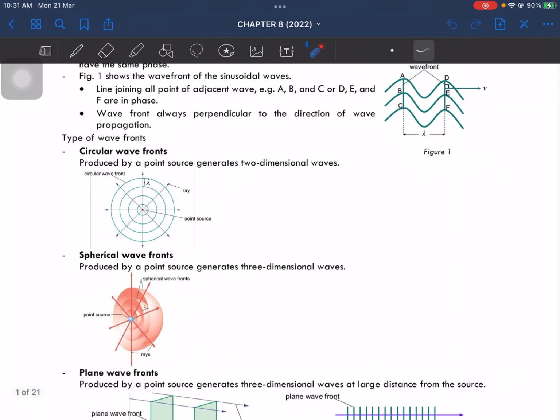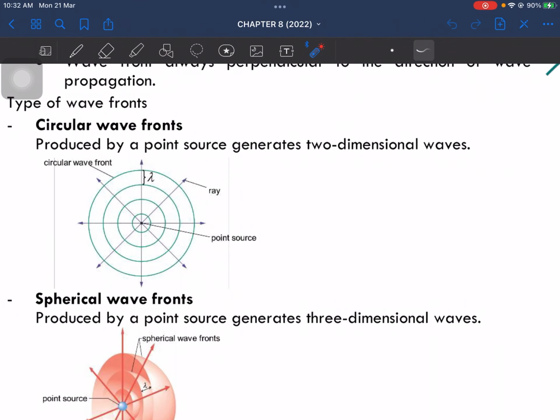There are several types of wavefronts. The first one is what we call a circular wavefront, and this is produced by a point source. This is the source, so it generates two-dimensional waves only. And the distance between these is what we call the wavelength.